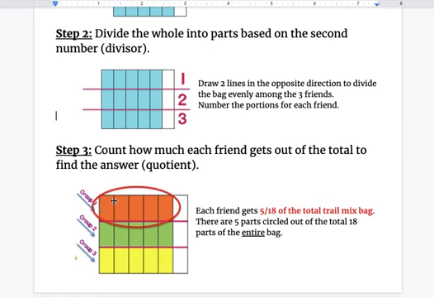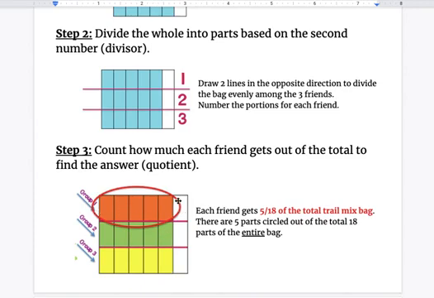So person 1 gets 1, 2, 3, 4, 5. 5 of those parts out of the total of the entire bag. So I want to count how many little squares are in the entire bag. 1, 2, 3, 4, 5, and 6. 6 in each row. 6 plus another 6 is 12, plus another 6 is 18. So you can count by 6 and 6, 12, 18. So each person will get 1, 2, 3, 4, 5 out of 18 total. Sometimes people only count the shaded, but it's out of the entire bag. Okay?